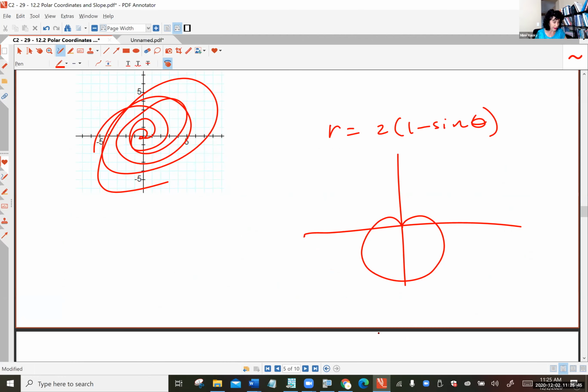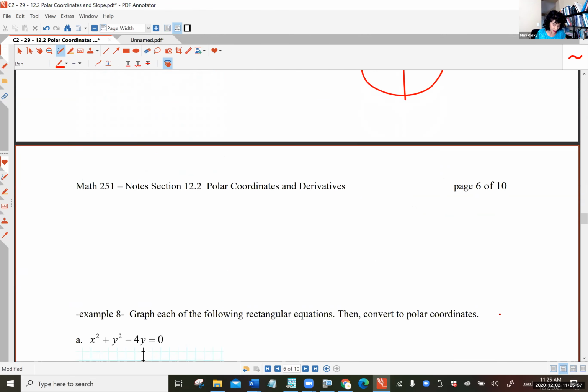Let me bomb out of that. Okay, so I don't know if you're excited about polar or alternate coordinate systems, or maybe you're getting excited about Calc 3. Either way, it's all good. So let's do a little bit more here.